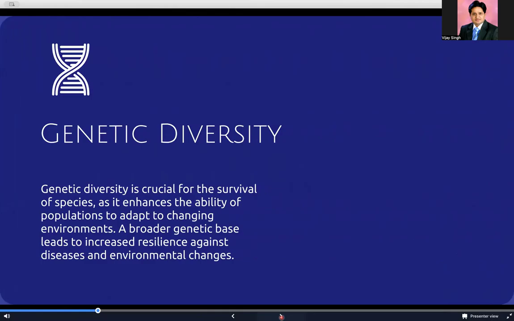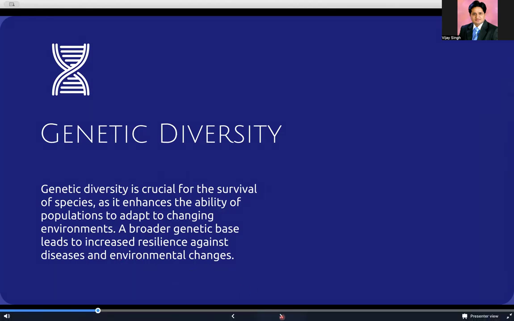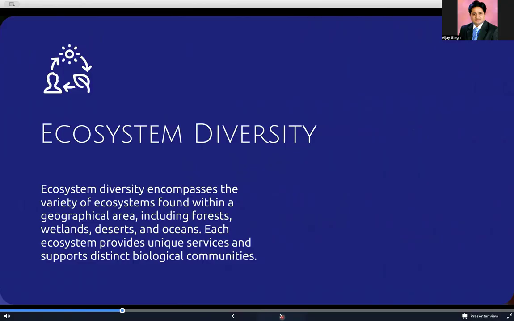Then you have genetic diversity. Genetic diversity is crucial for the survival of the species as it enhances the ability of populations to adapt to changing environments. A broader genetic base leads to increased resilience against diseases and environmental changes.